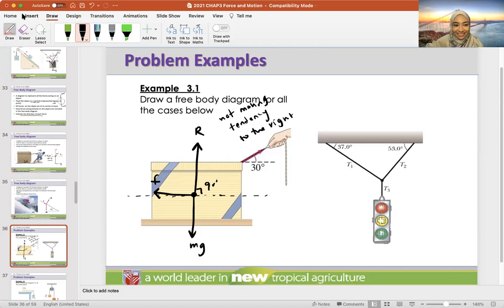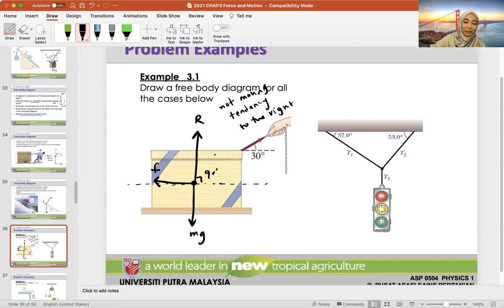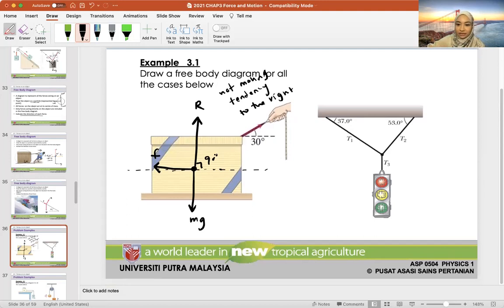Direction? So, tak ada orang nak jawab direction ke? Okay. 30 degrees. Okay, 30 degrees with respect to apa? Below the x-axis, above the x-axis, north of... Above. The x-axis. Okay, so it's 30 degrees and I label it like this.